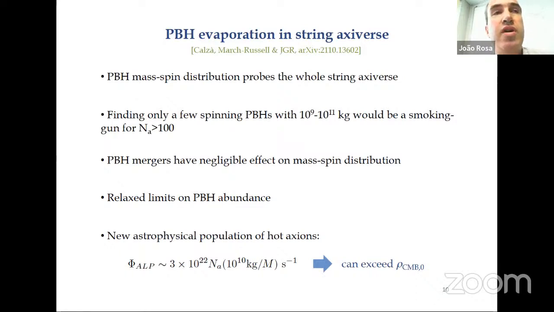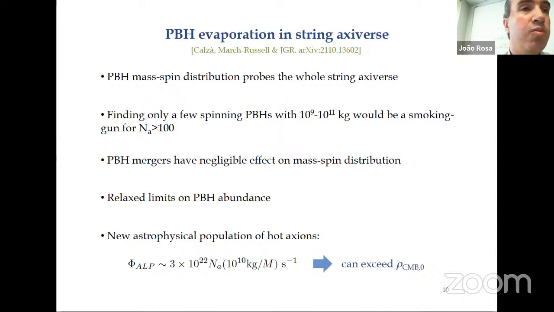But even just finding a few spinning black holes that have evaporated a little bit at least, so 10^9 to 10^11 kilograms, would be a smoking gun for at least 100 or 200 axions. And so really a smoking gun from the axiverse. We checked that these black holes merge very rarely. This could affect the spin distribution, but not for these masses.